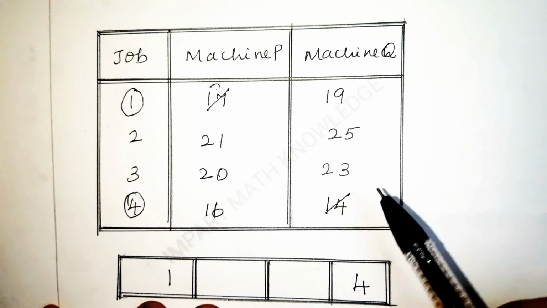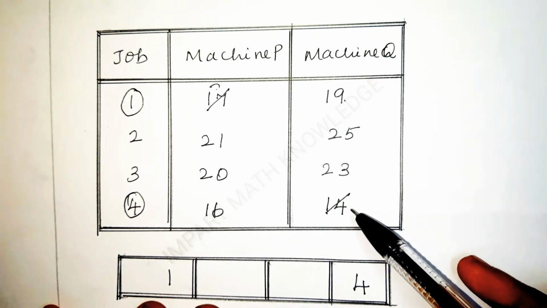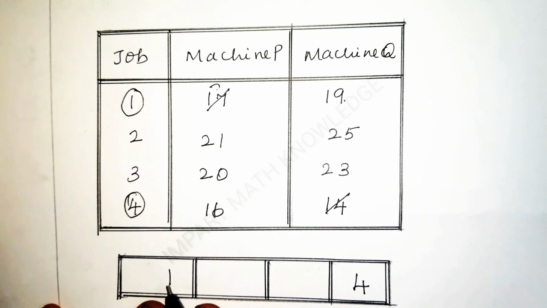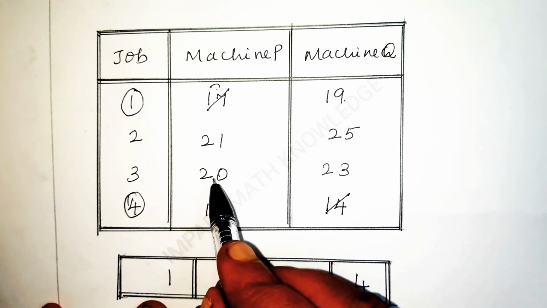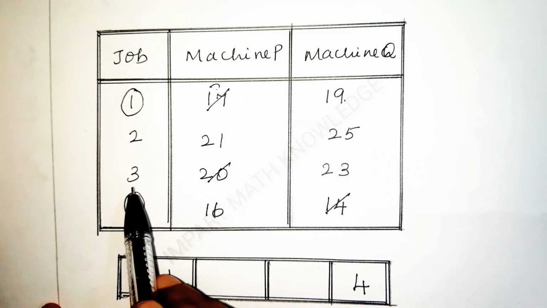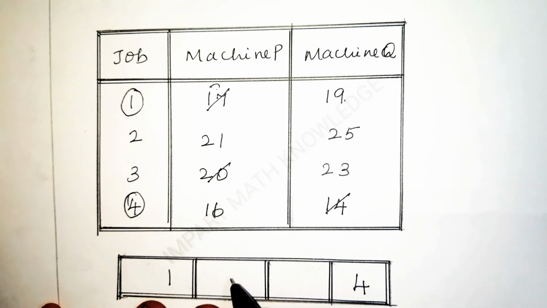The next minimum element is 19, which falls under machine Q. The corresponding job 1 is already completed, so you move on to the next minimum value. The next minimum value is 20, which falls under machine P. So the corresponding job 3 comes first.